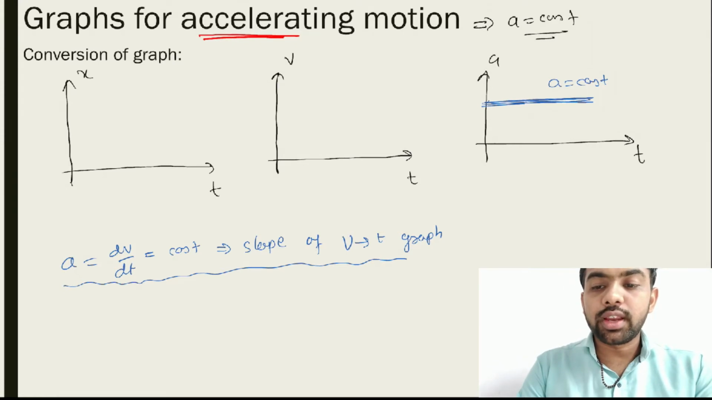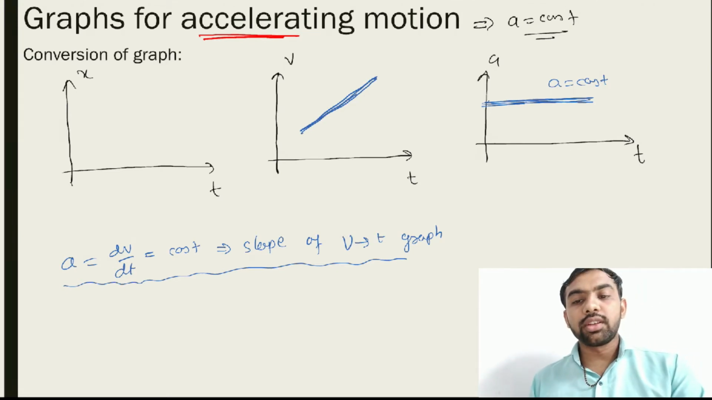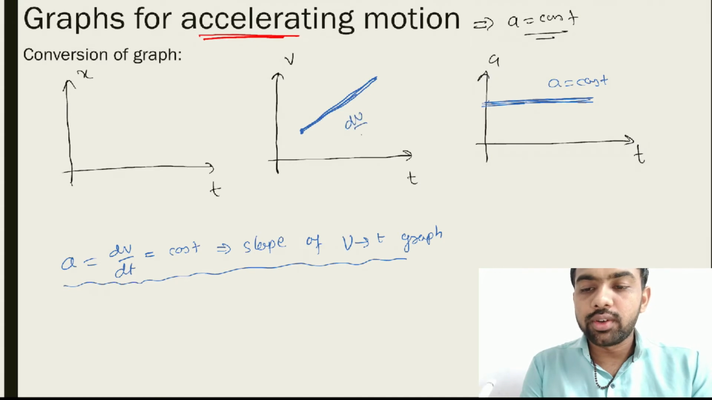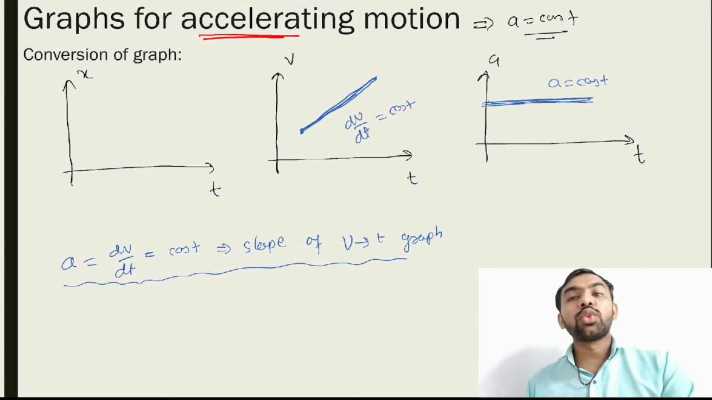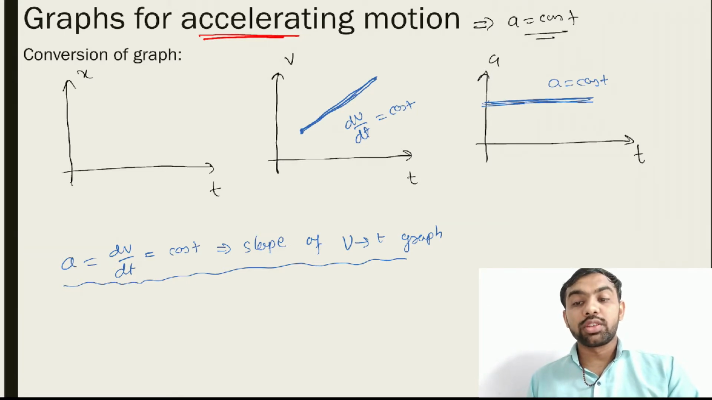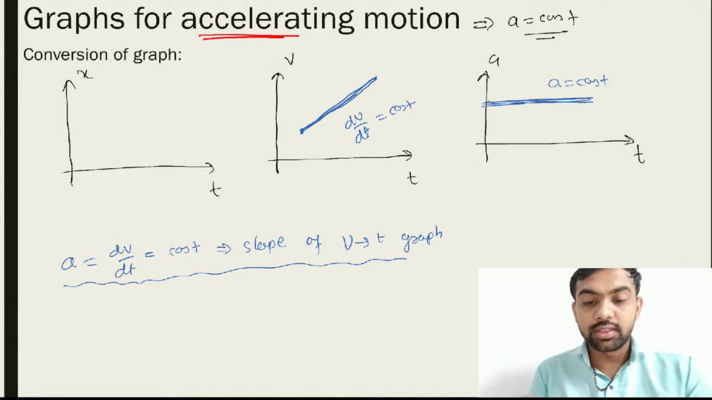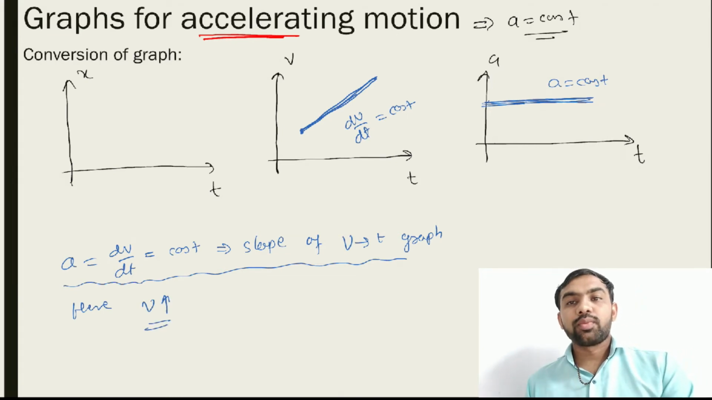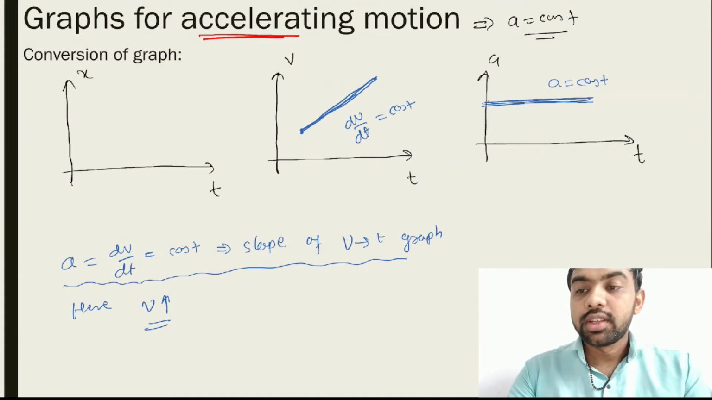So you draw this graph like this. We don't know the initial velocity, so I am drawing this graph from here. Otherwise, if you know the velocity, you just start from that point. So here we can write dv by dt is equal to constant, meaning the slope is constant, so v is continuously increasing. If you draw the same in the x versus t graph, then you will understand it properly.